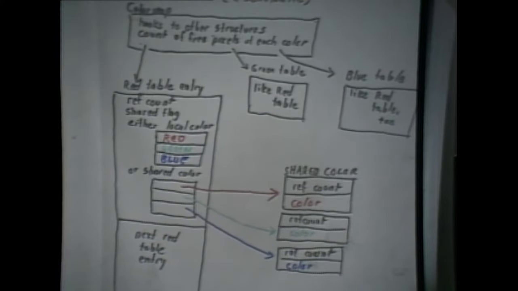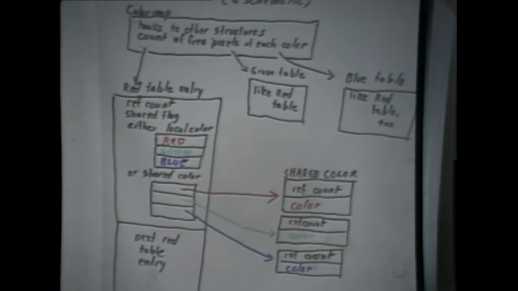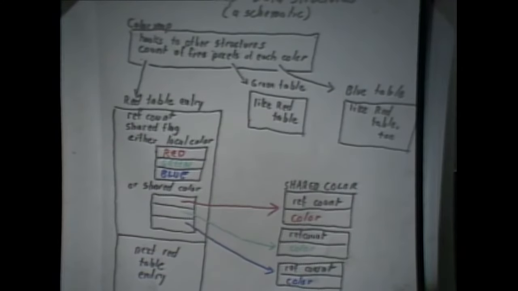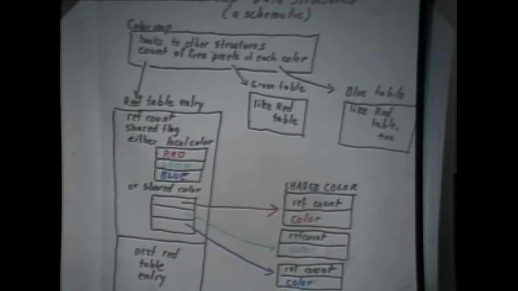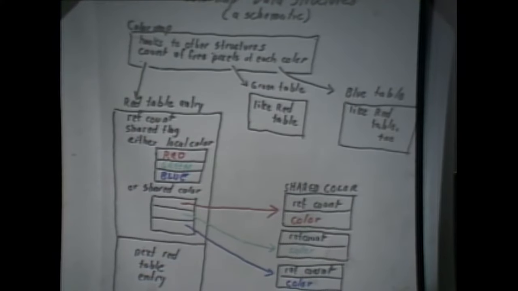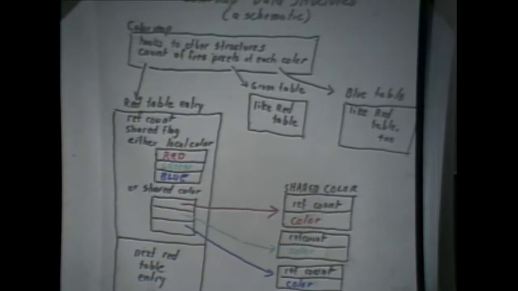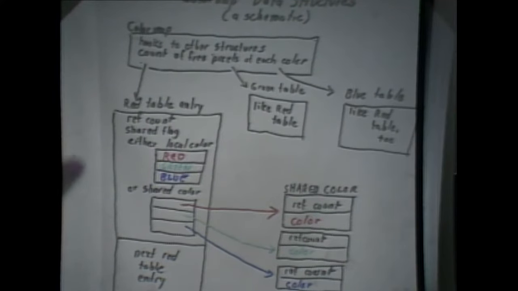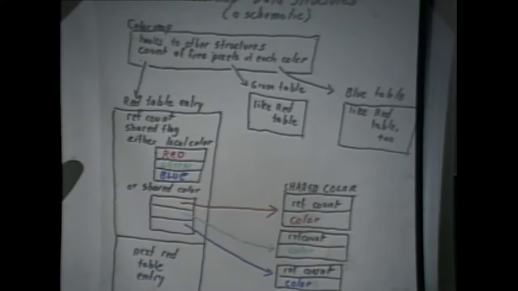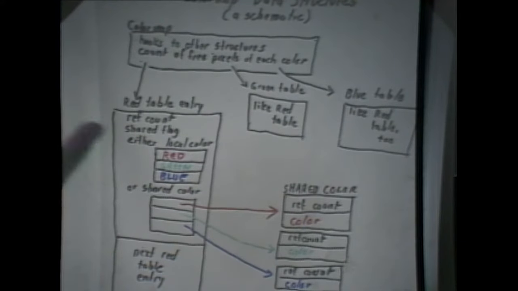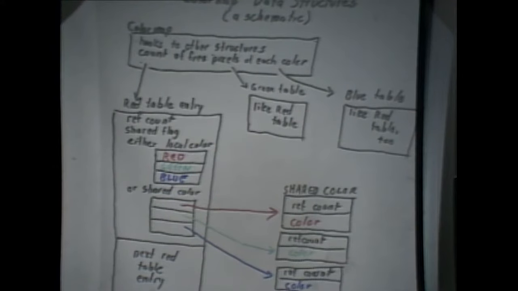Colors allocated by alloc color and alloc name color, which are two X11 requests, can be used by multiple clients. This is because they basically said, I want red. Anybody who wants red can use the same red. Each client that uses such an entry increments this ref count. When a client relinquishes the pixel, the ref count is decremented, and the pixel can be freed when the ref count goes to zero.